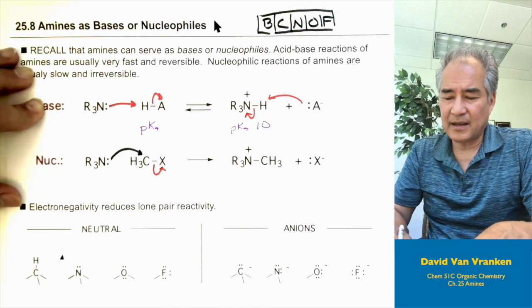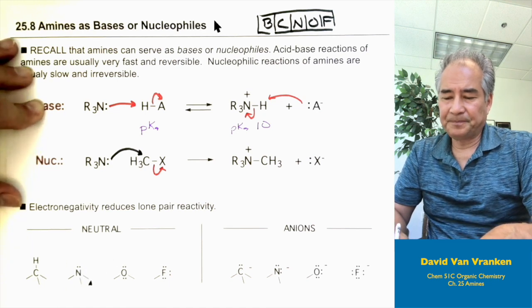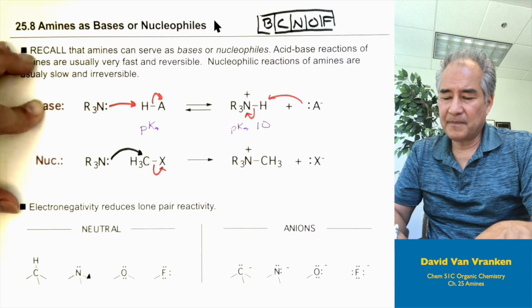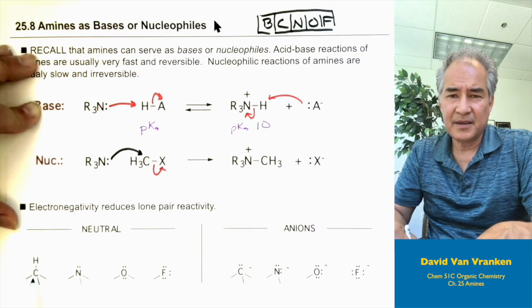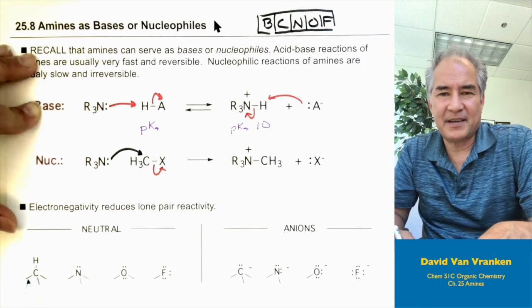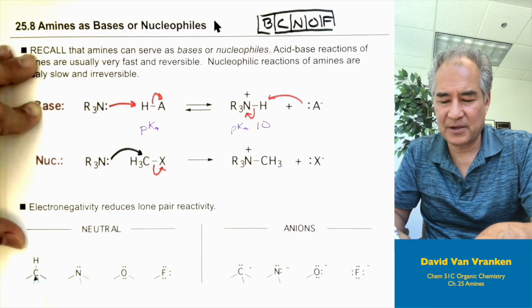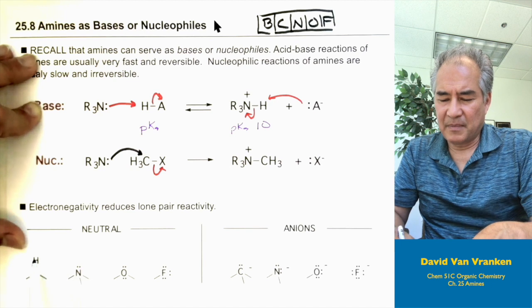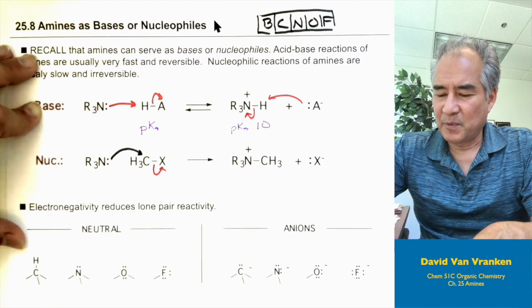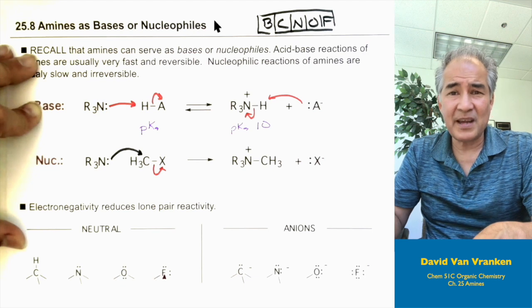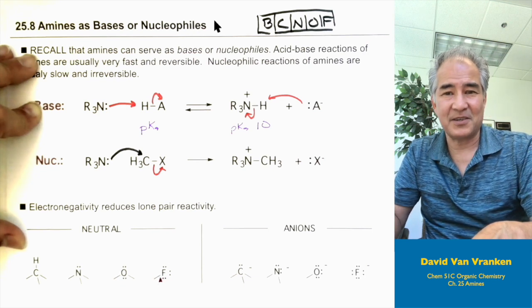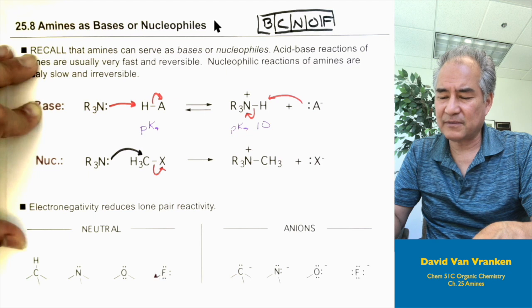If we look at the relative reactivity of these lone pairs for these four types of atoms, an alkyl group has no lone pairs, right? If it's a neutral carbon, there's no lone pairs on there. So I'm not even going to consider that. But when we think about the relative reactivity of nitrogen, oxygen, fluorine, fluorine's electronegative. It wants those electrons. It doesn't want to share them. So it's the least reactive lone pairs of this group. Oxygen is more electronegative than nitrogen.